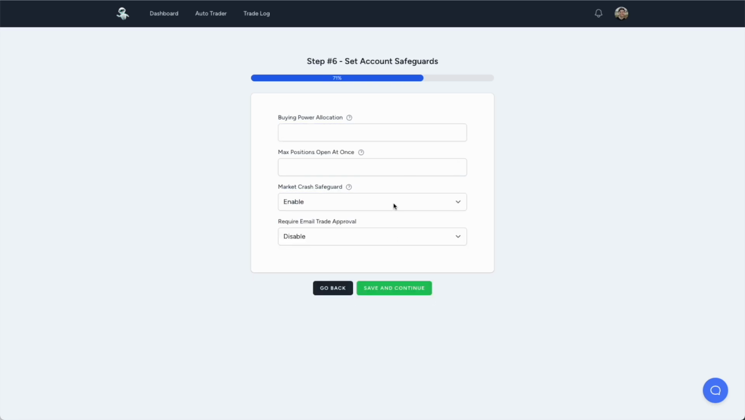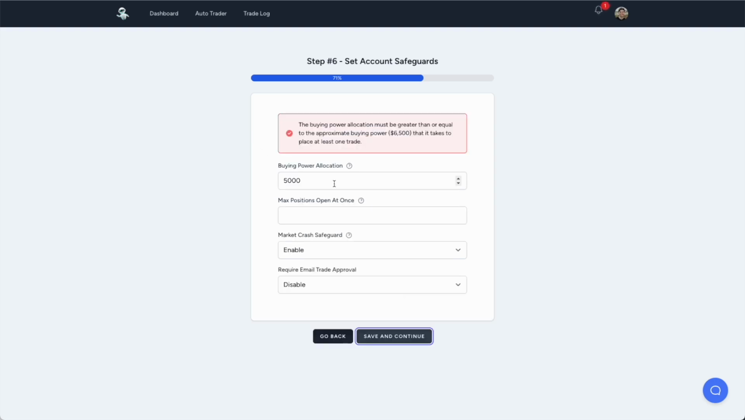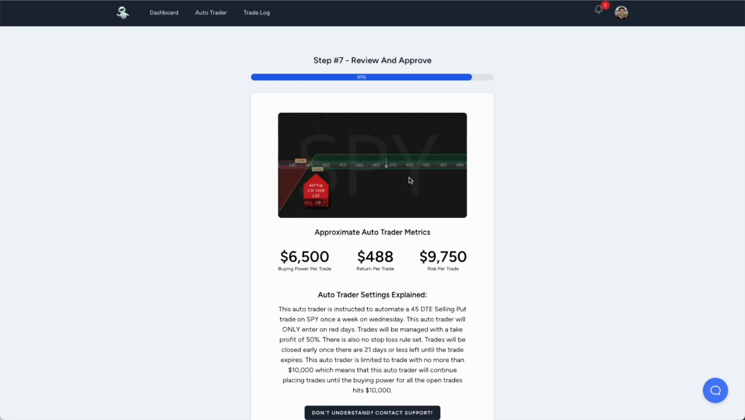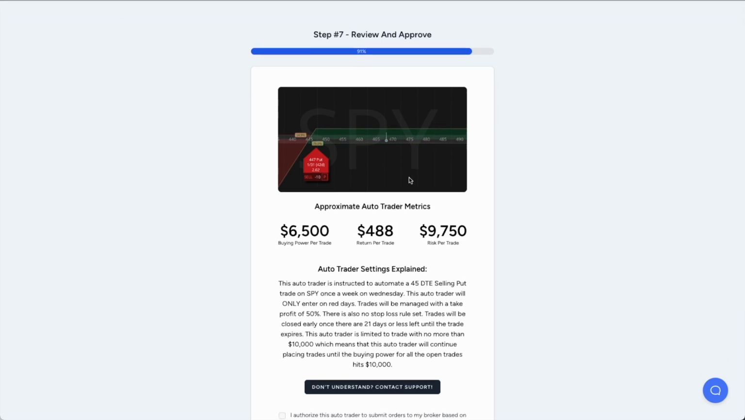Just like that. Now we're only going to enter on red days. We set up how much money we want to trade with. Let's say 5,000. And just like that, oops, I need a bit more money for buying power to do this trade. So let's go to 10,000 just for this example. Just like that, I set up an auto trader that will sell puts, which collect income for me every single time it's a red day, which means that I'm going to increase my win rate, increase the credit I collect, and just like that, I've set up an automation that's done for me in literally less than a minute.